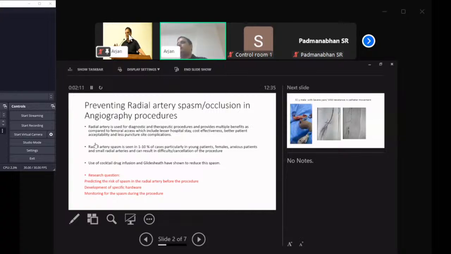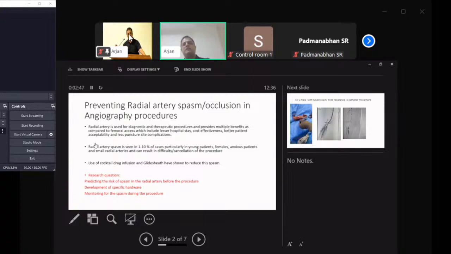Till now, the methods to prevent this spasm are either a cocktail of drugs, many combinations of which are there, such as verapamil or nitroglycerin, or specific glide-coated sheaths, which have been shown to reduce spasm, but for many cases there are still no good answers. So my research question is: can we predict the risk of spasm in the radial artery prior to the procedure based on some imaging, or just after the sheath is put, can we predict which patients will undergo spasm?